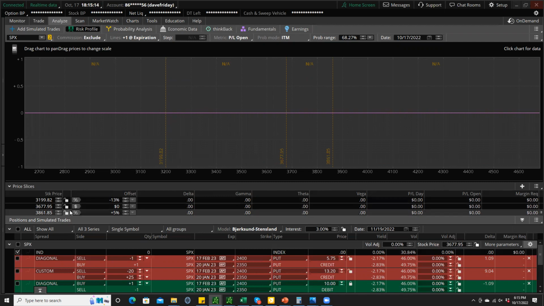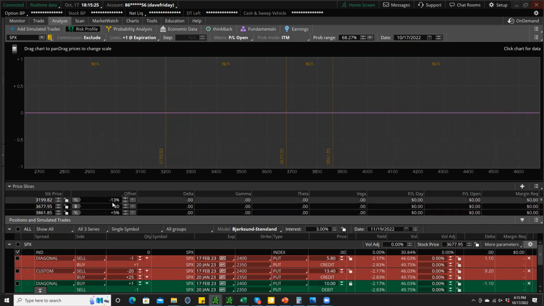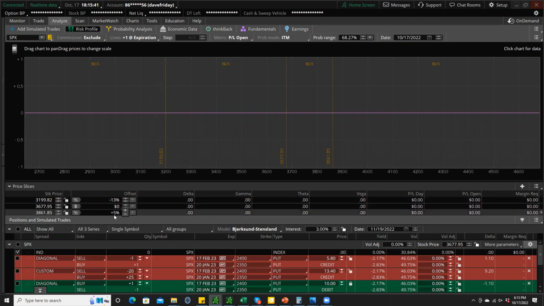3677.95. And so we have that unlocked, and then we have the dollar. So that's telling us that it's today's current price. We have not added anything to that. I've given the scenario where we might be down 13%. That's this vertical line. If down 13% would be 3199.82, which is this number here. And the scenario might be that we rise 5% over time. And that happens to be this vertical line here. So it kind of gives you an idea.